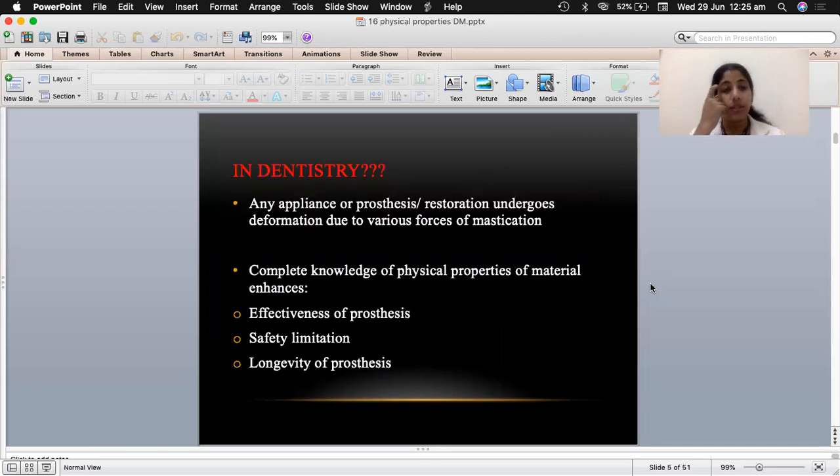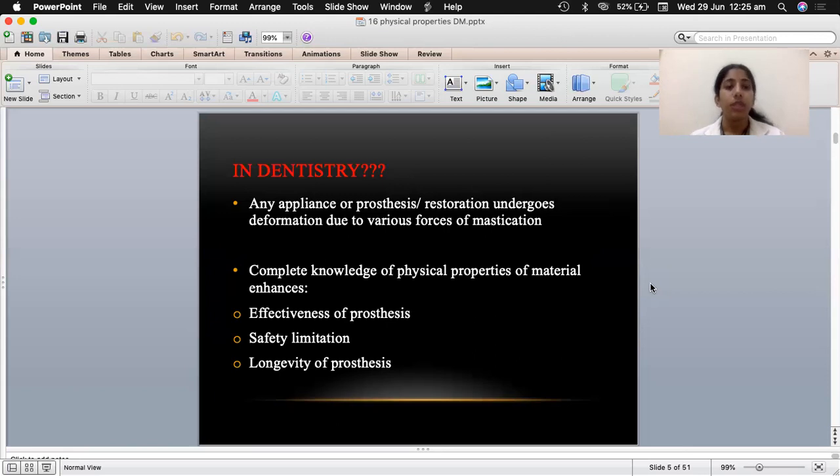So in dentistry, what is the importance of physical properties? As I mentioned earlier, we should be knowing the physical properties of any material which we are placing in the patient's mouth. If we are giving any restoration, we should be knowing the physical properties. What are the flow characteristics of that particular material? Suppose optical properties like hue, value, chroma.